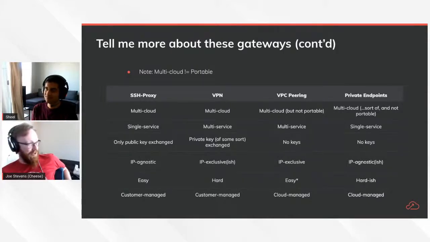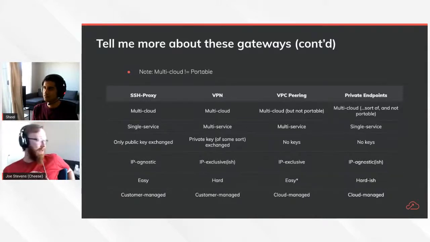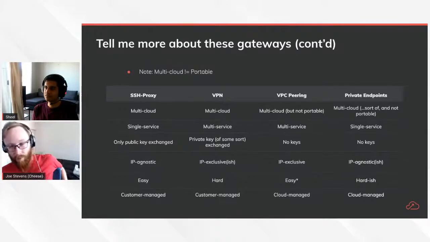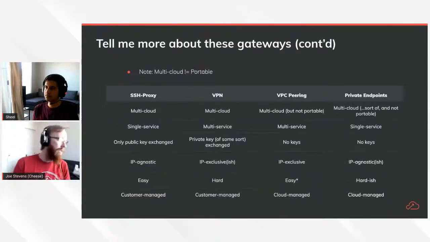So the last of these solutions is private endpoints. Private endpoints are, I think, delightful because they actually address a lot of these issues that we see with VPC peering, where you can have a cloud-level private endpoint that is managed by the cloud, and it's very high throughput. It is single service, which is a plus and minus.